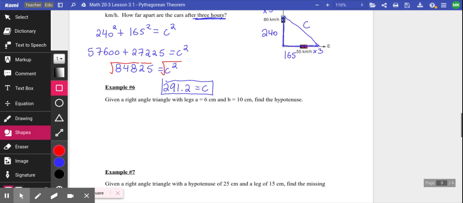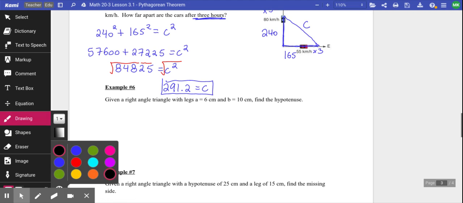So when you're drawing that triangle, make it a 90 degree. I know it's 90 degree because it told me I had a right angle triangle. It told me one leg was 6, another leg was 10, and then it said find the hypotenuse, which is the side across from the 90.